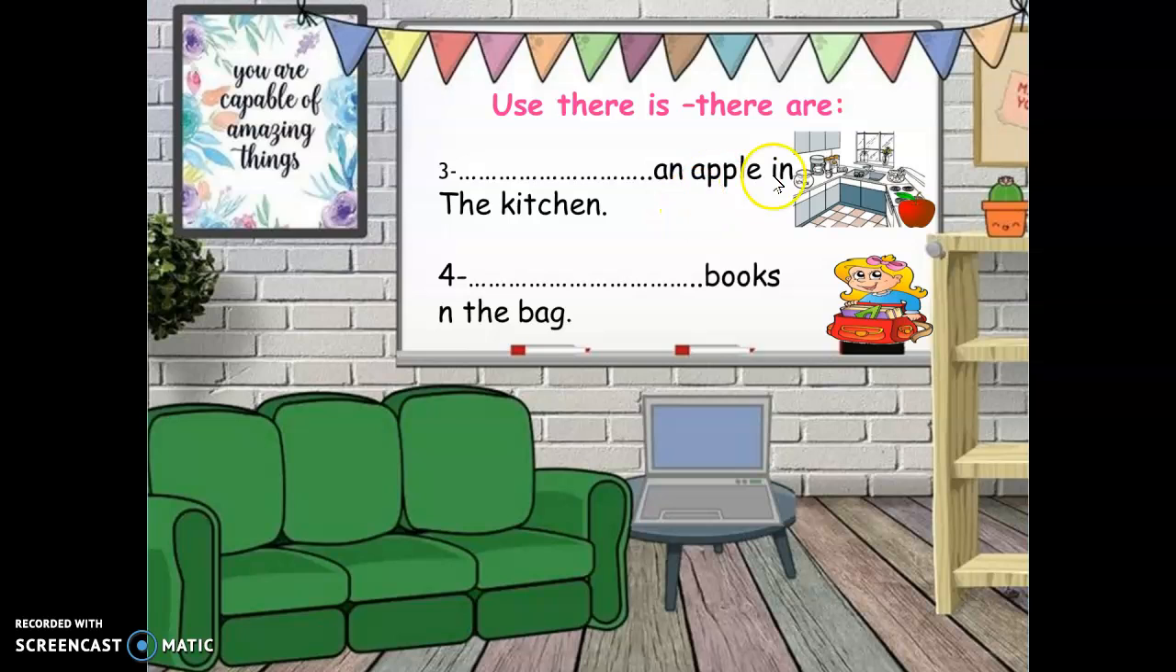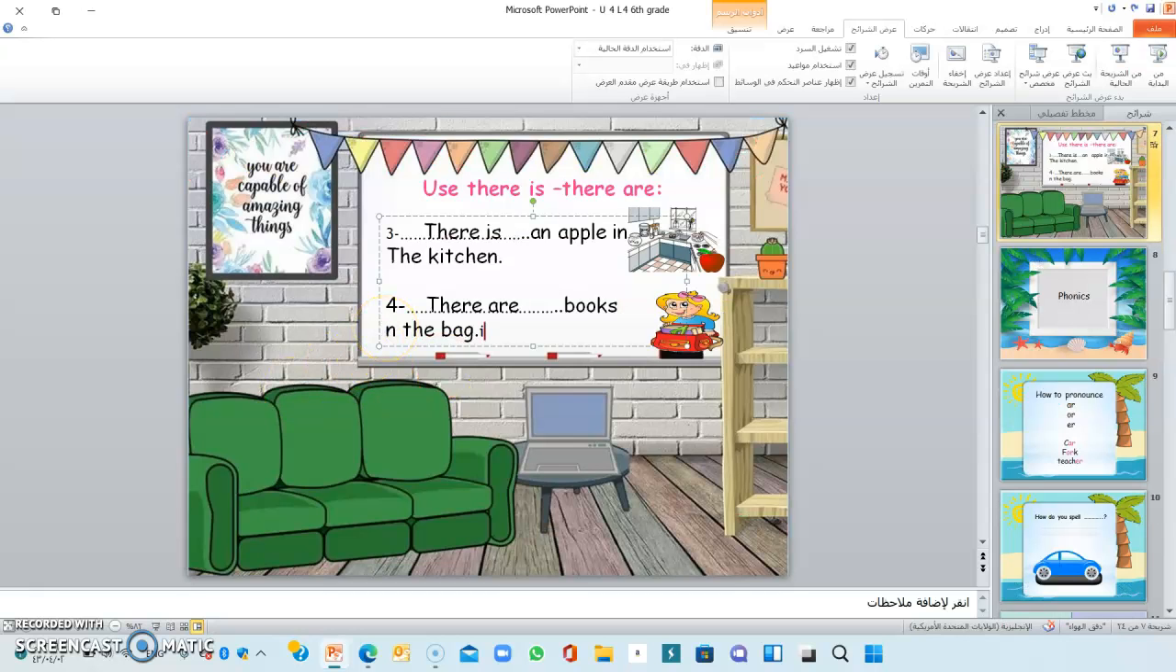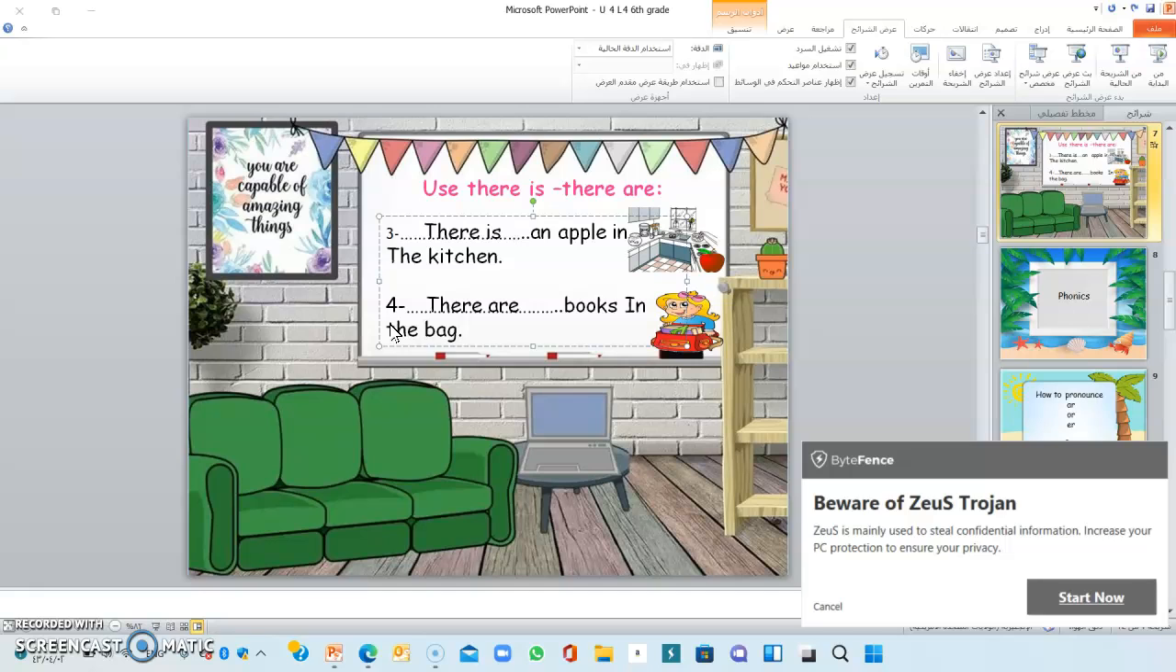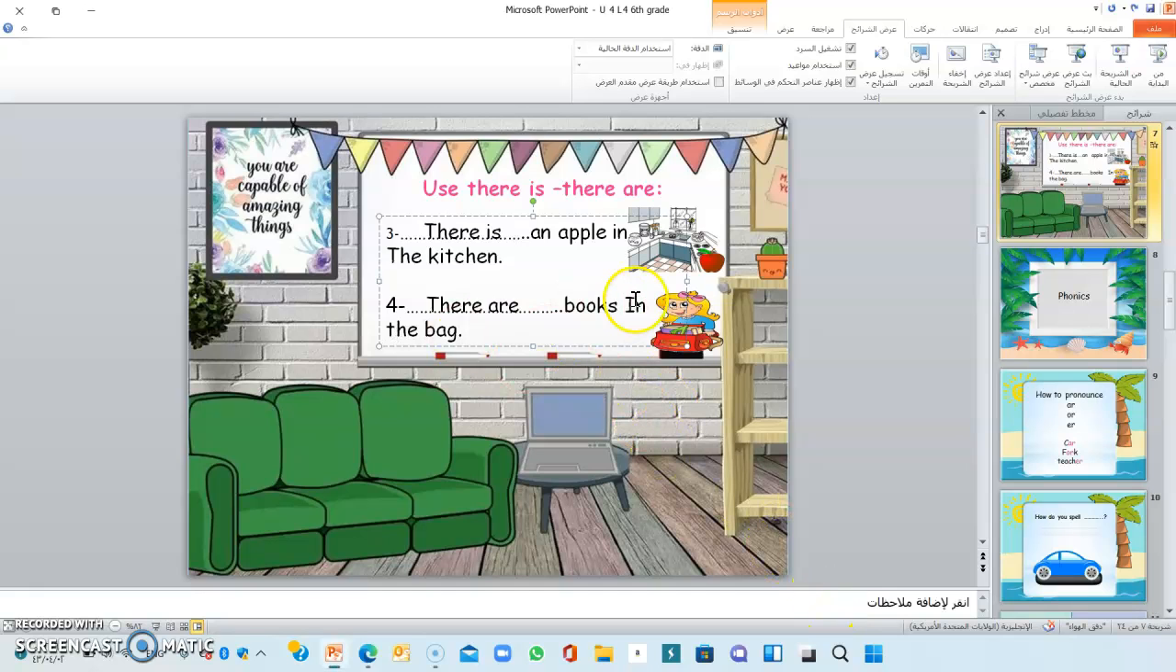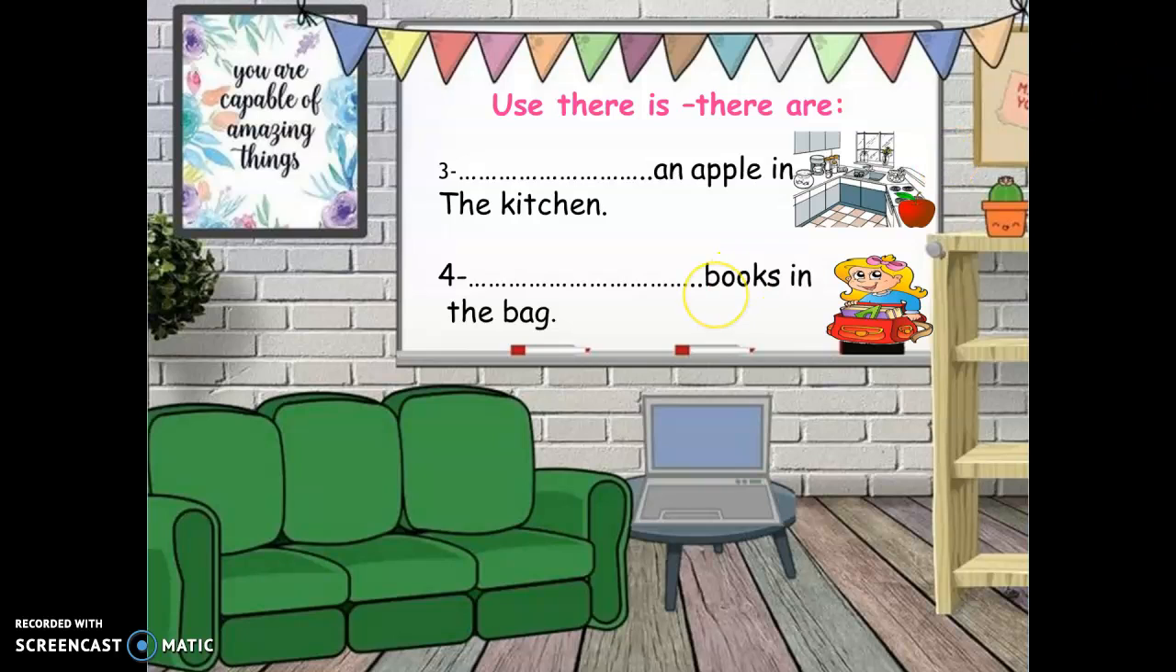Here we have an apple in the kitchen. There is an apple in the kitchen. Books in the bag, girls. What should we use? We use there is or there are. Of course, there are. Okay, girls? So, there is an apple in the kitchen. And number 2, there are books in the bag.